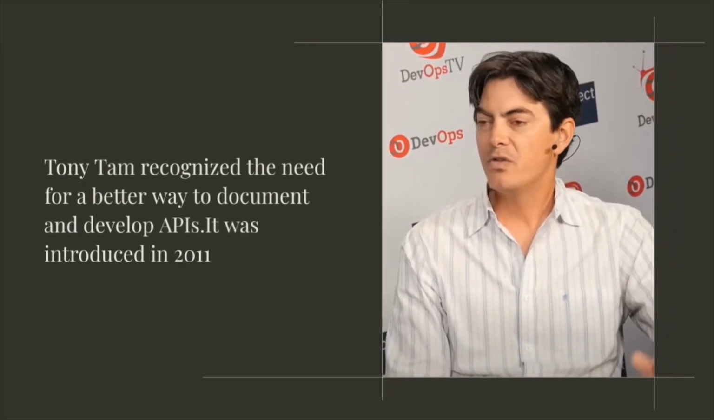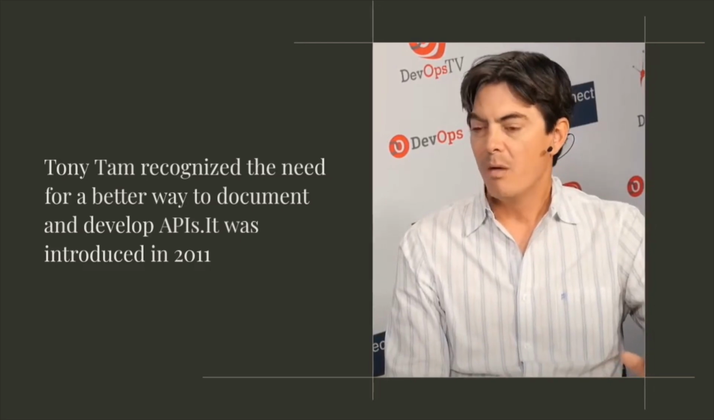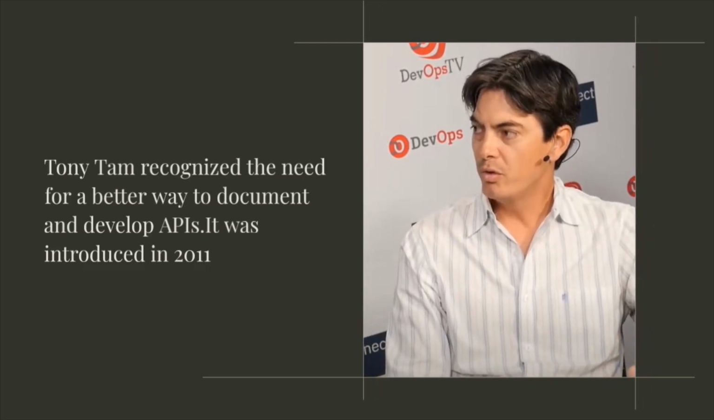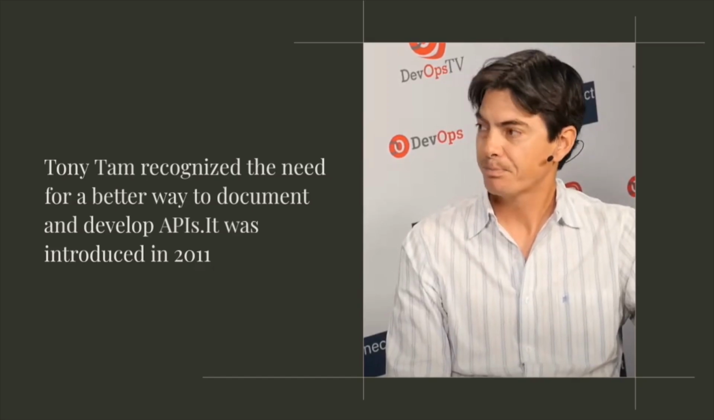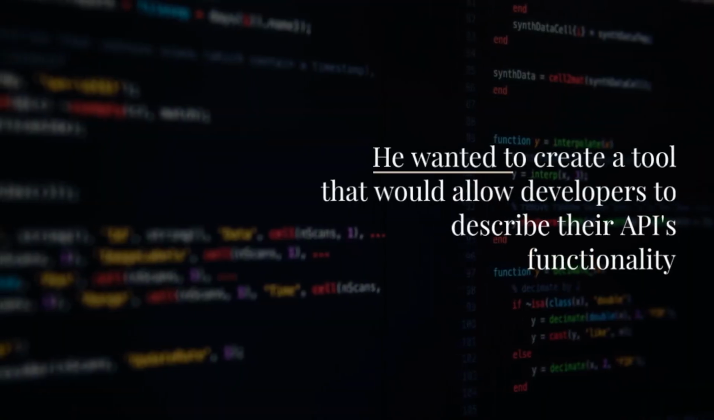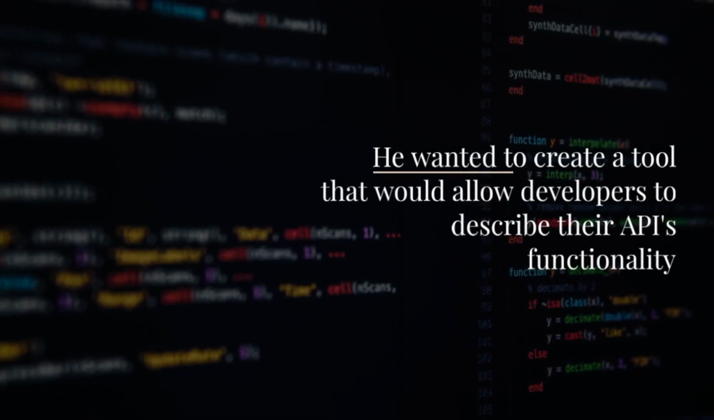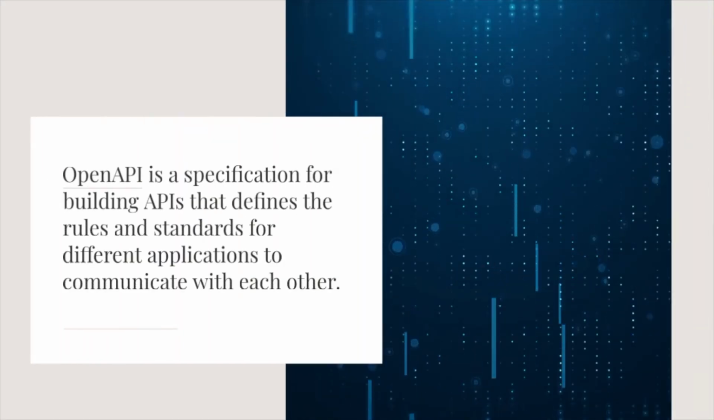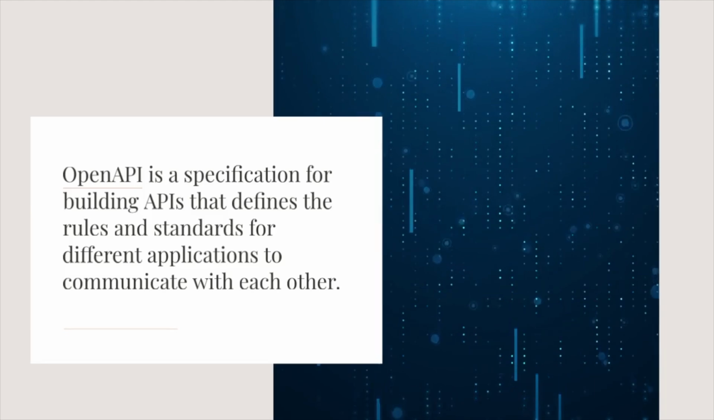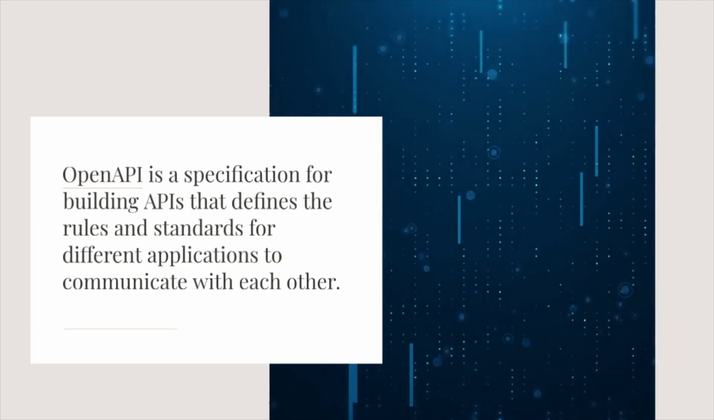OpenAPI was originally known as Swagger, and it was created by Tony Tam in 2011. Tony started working on Swagger while he was at Reverb Technologies, where he realized the need for a better way to document APIs. He wanted to create a tool that would allow developers to describe their API's functionality in a standardized way, regardless of the programming language or framework being used.